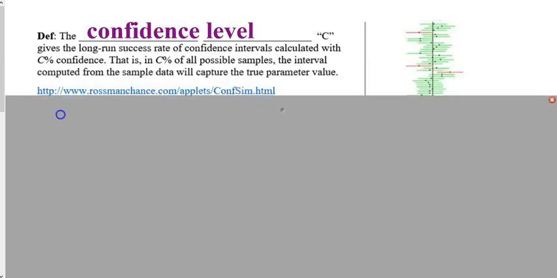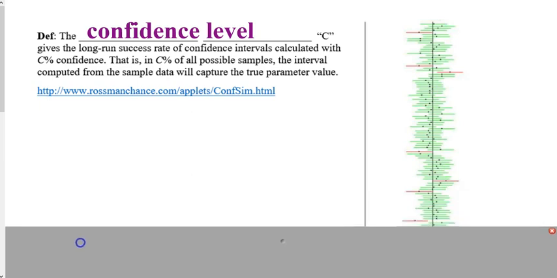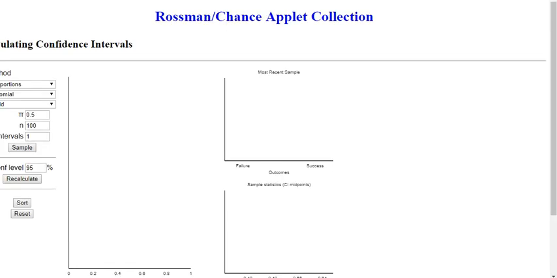All right. Now, the confidence interval. The confidence interval, and this is just a printout from this website. The confidence interval, which we call C, gives us the long-run success rate of confidence intervals calculated with C% confidence. So we said 90% confidence or 80% confidence. That is, in C% of all possible samples, the interval computed from the sample will capture the true parameter. Okay? So if we click on this, it'll take us to this site here.